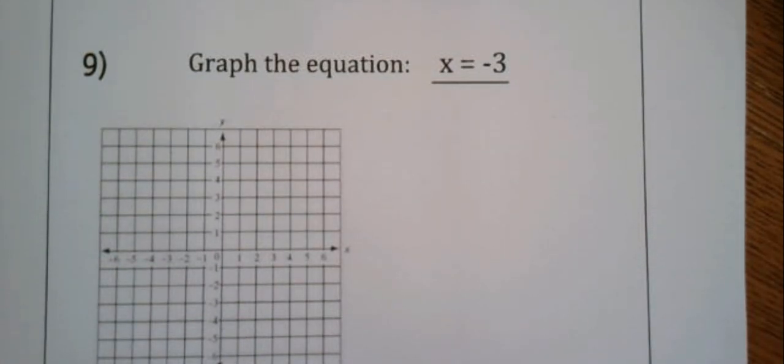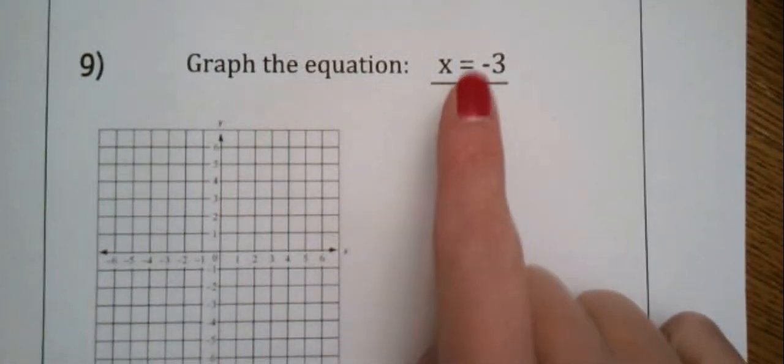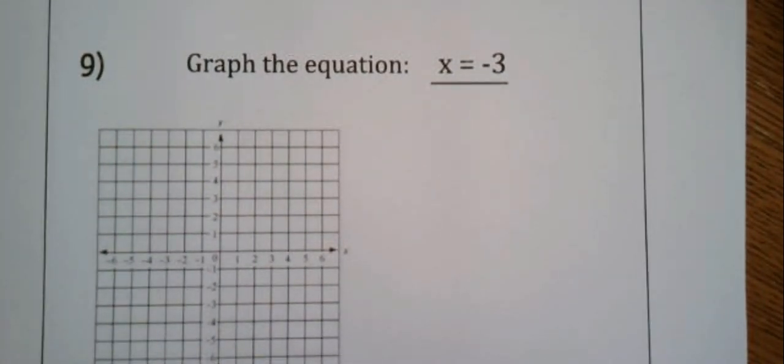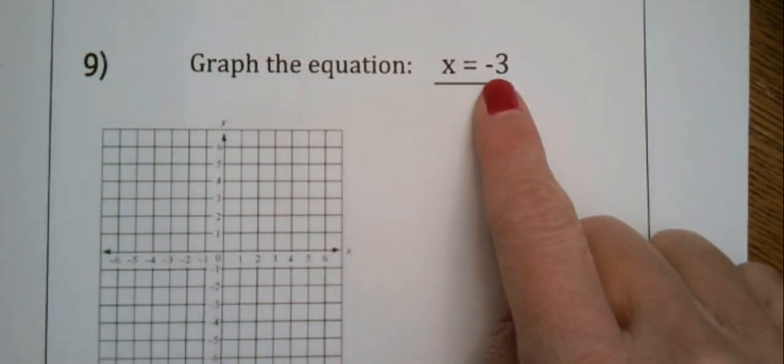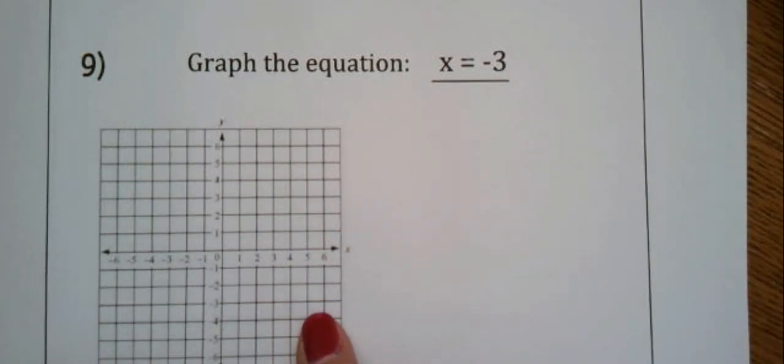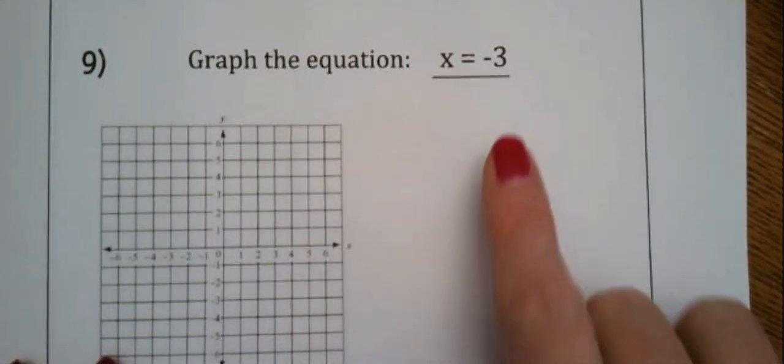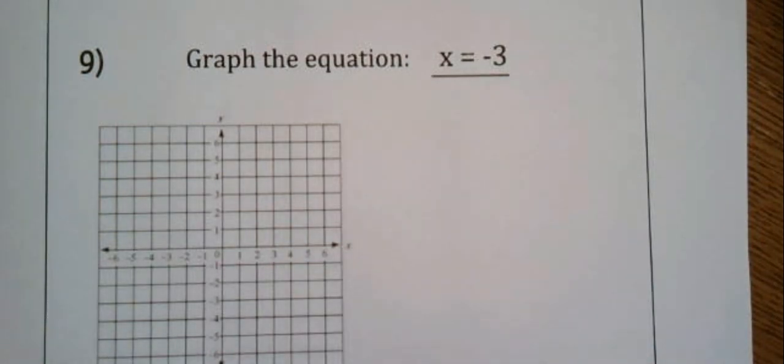This one, now this is something you haven't seen before. x equals -3. Now, this one only has an x in it. That means it can only touch the x-axis. Where can it touch the x-axis? Well, it says x equals -3. It's going to cut through the x-axis, and that's it. Now, the rule says x equals -3.